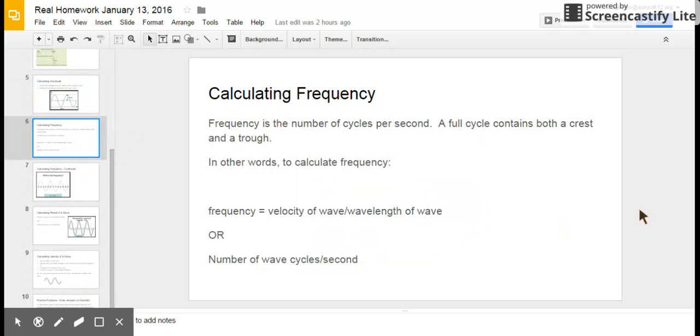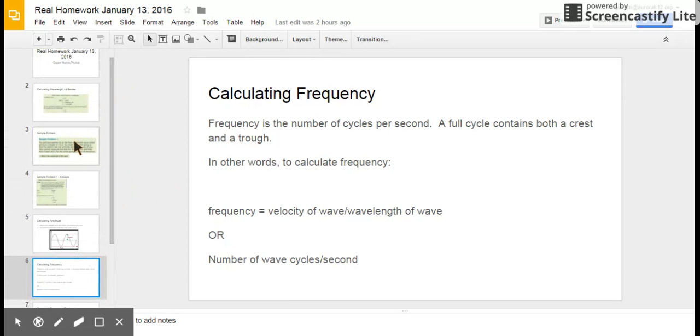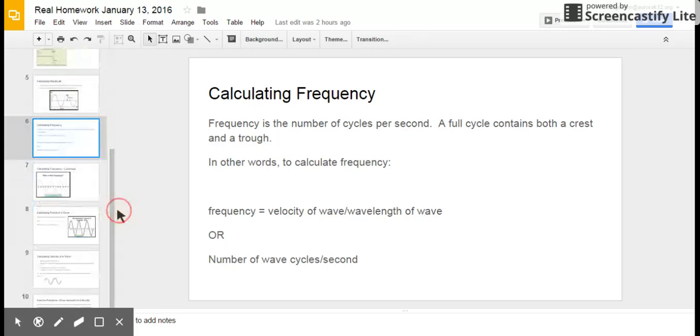To calculate frequency, frequency is the number of cycles per second. A full cycle contains both a crest and a trough. In other words, to calculate frequency, it's the velocity of the wave divided by the wavelength, or the number of wave cycles per second. So in that first example that we talked about, it says that there are 10 cycles over 24 seconds. So we would do 10 divided by 24 to get whatever that number is in cycles per second.